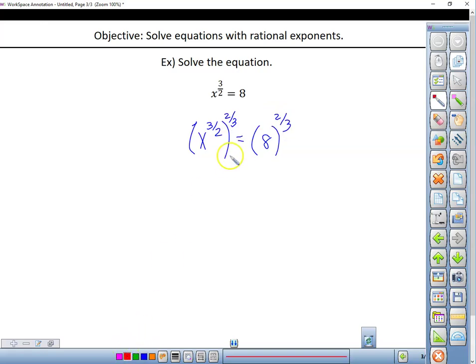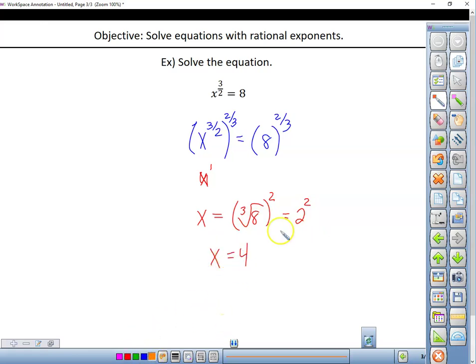So over on our left, 3/2 times 2/3 would be 1, because any number times its reciprocal is 1. X to the first power is again x. Over here, we have a little bit more work to do. So our 8 to the 2/3 power, we have to realize gives us the cube root of 8, and then that would be squared, our power of 2. The cube root of 8 is 2, that gives us 2 squared, which gives us x equals 4 as a possible solution.